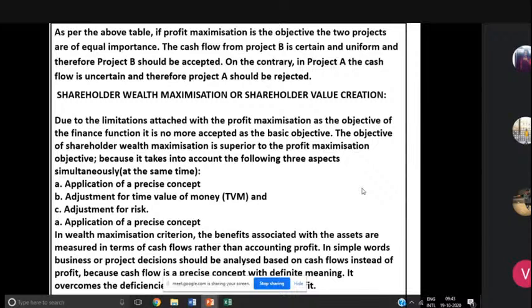I repeat again. In simple words, business or project decisions should be analyzed based on cash flows instead of profit, because cash flow is a precise concept with a definite meaning. And in brackets write down MCQ. No need of the next sentence. Okay.